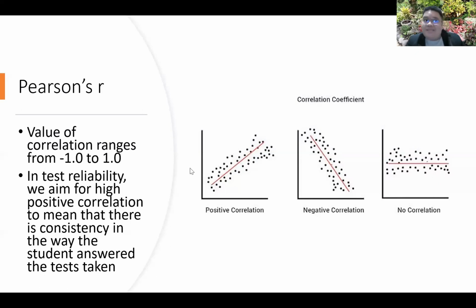Si Cindy at si Mary Grace, mas tumaas yung scores pagka take 2 ng exam. That indicates, class, that there is a positive relationship. Okay? That indicates that there is a positive relationship.